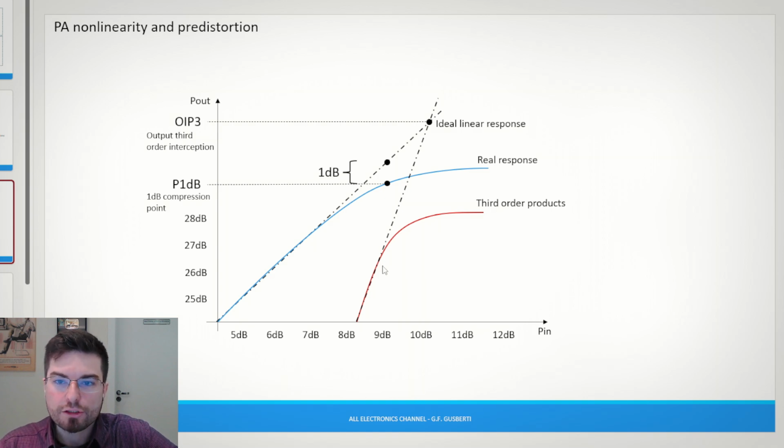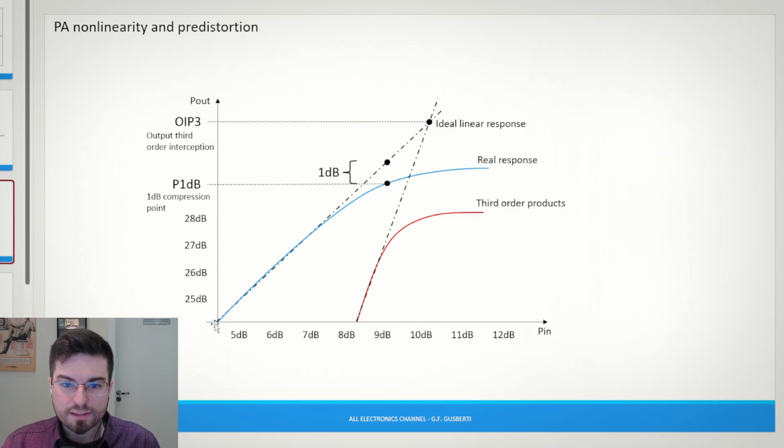Here we can see two main ways of specifying the linearity of an amplifier. We have the 1 dB compression point, that is the point where the output of the amplifier departs 1 dB from the ideal response. So look at this. Here we have a 20 dB amplifier. If we have 5 dB on its input, it generates 25 dB. If we have 6 dB on its input, it generates 26 dB. And this goes on here.